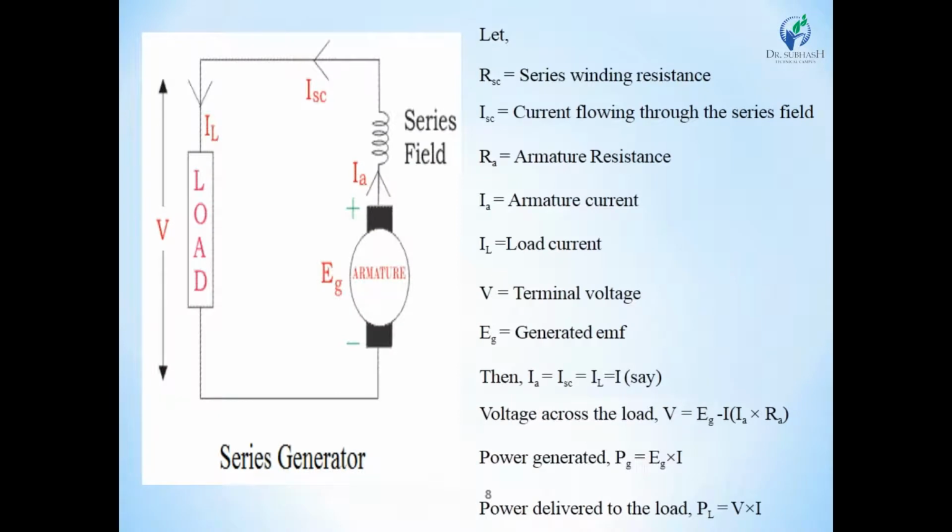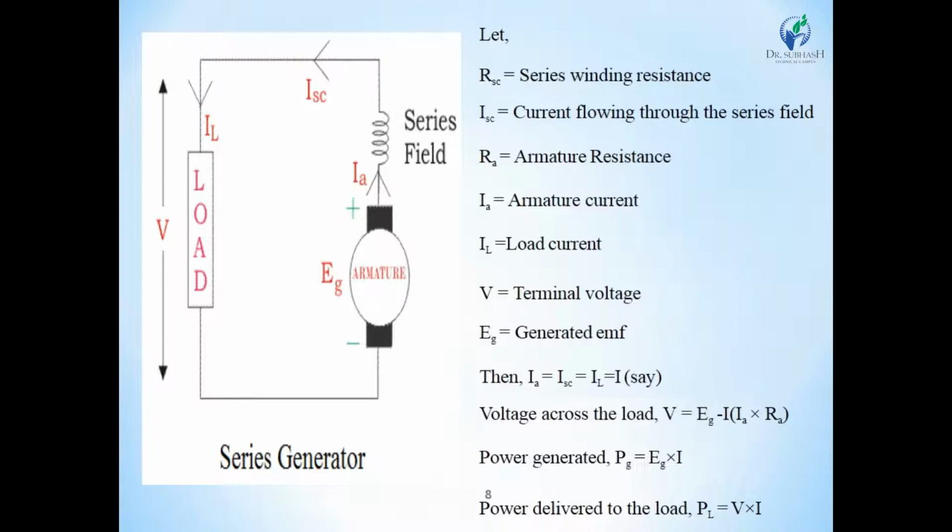We discuss the current and voltage relation. In the current relation, the armature and field winding are connected in series, with the field current flowing through them. So we can write that IA is equal to IS is equal to IL, where IS is the current through the series field winding.